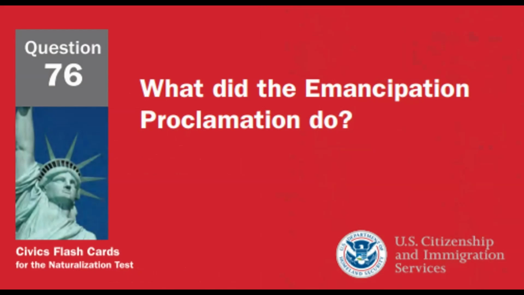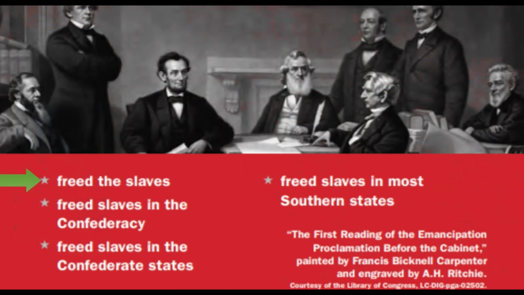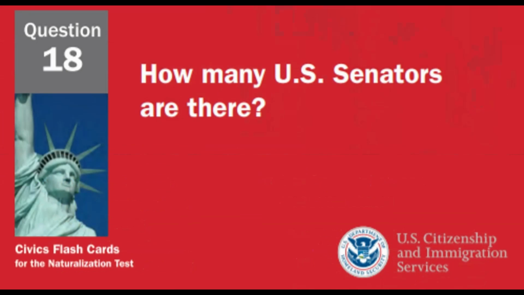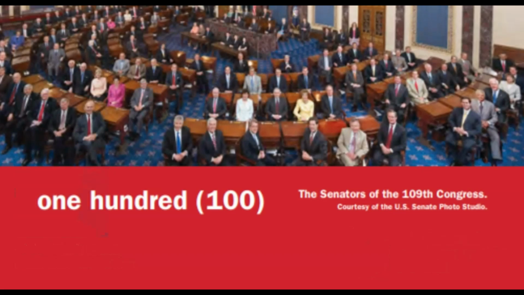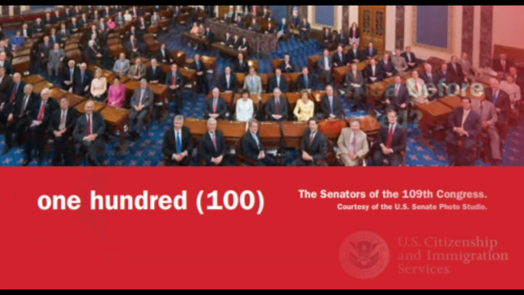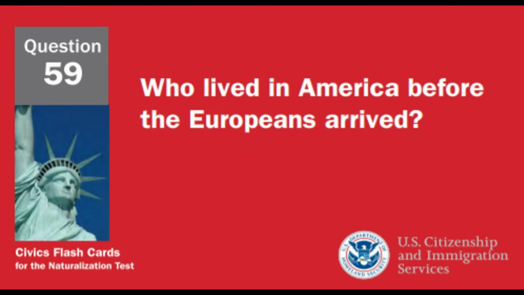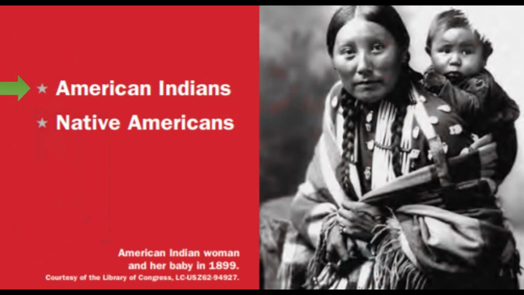What did the Emancipation Proclamation do? Free the slaves. How many U.S. senators are there? 100 senators. Who lived in America before the Europeans arrived? American Indians.